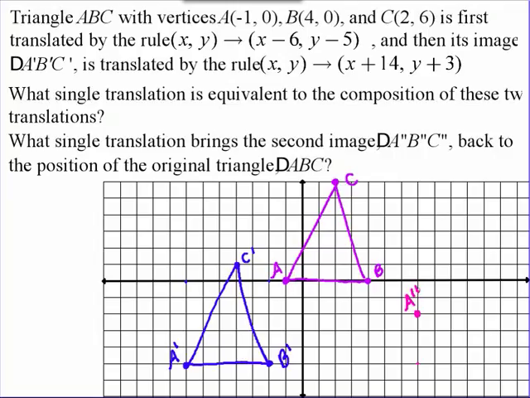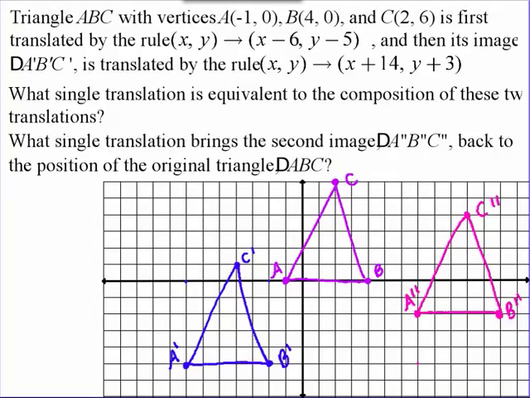So B, and then I'm going to go up 3. So here's B prime, or B double prime. And then C, 4, 5, 6, 7, 8, 9, 10, 11, 12, 13, 14. And then 1, 2, 3. So here's C double prime. So here's my final image.